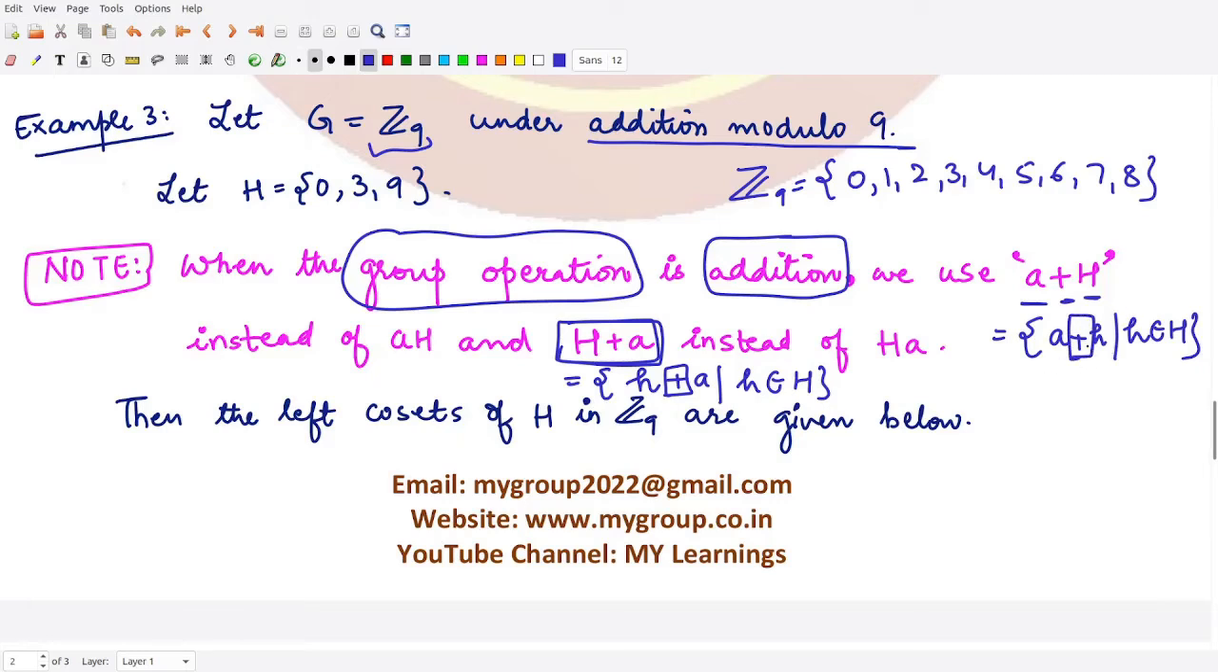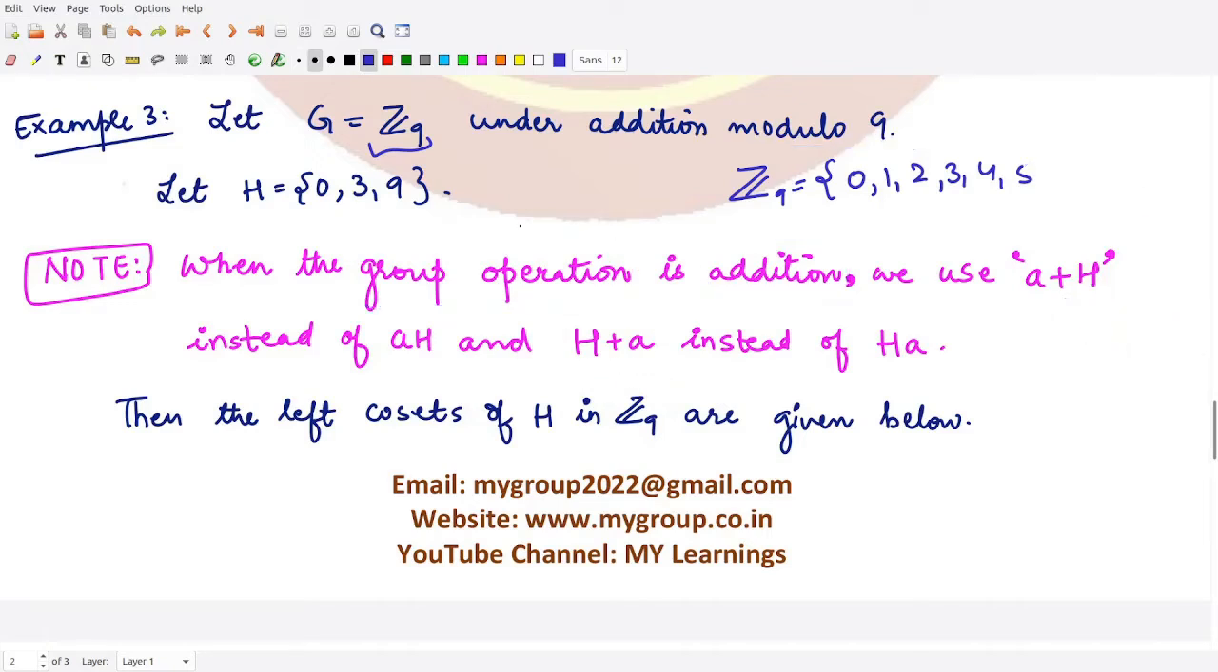So you see this group operation is the same as that given for our group. Now in this case, can we write all the left cosets of the subgroup H, which is {0, 3, 6}, in the group Z9? The answer is yes. So let's move forward and see what cosets we have for the subgroup in Z9.